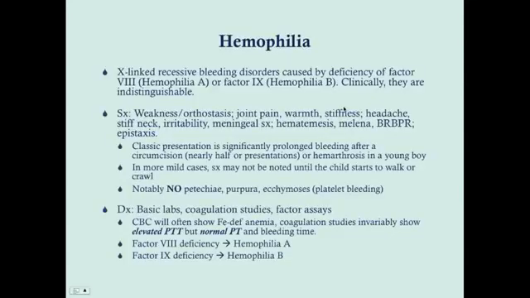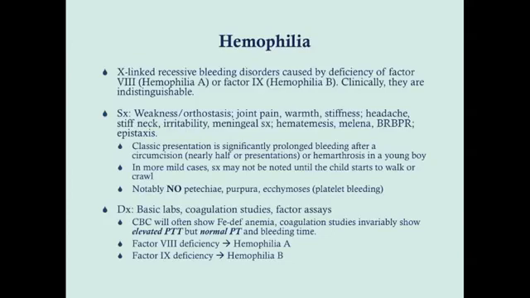So hemophilia is an X-linked recessive bleeding disorder, and it's caused by a deficiency of factor either 8 or 9. The way I remember it is 8 comes before 9, and 8 refers to hemophilia A, 9 refers to hemophilia B, just like A comes before B. So 8 or 9, hemophilia A or B.